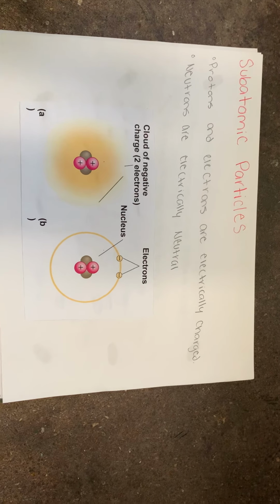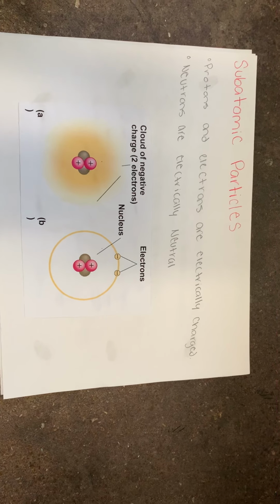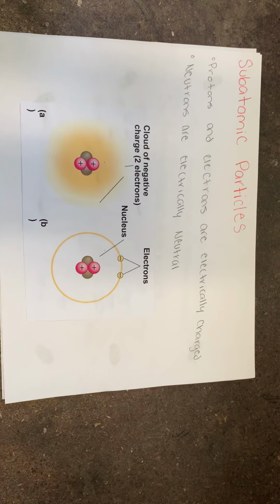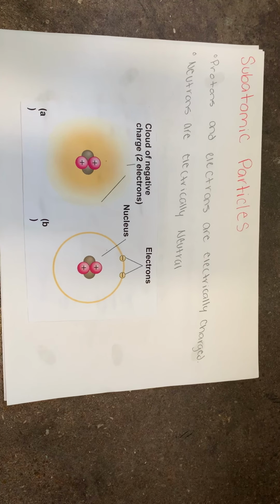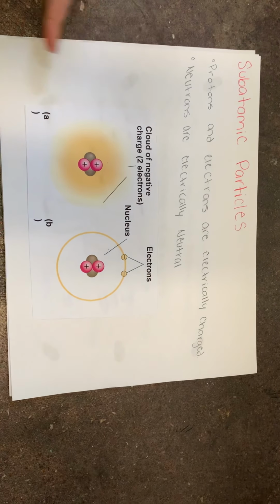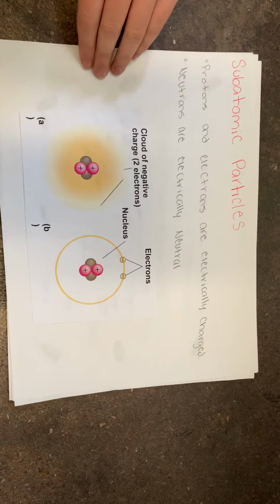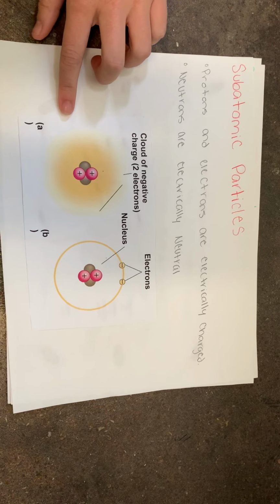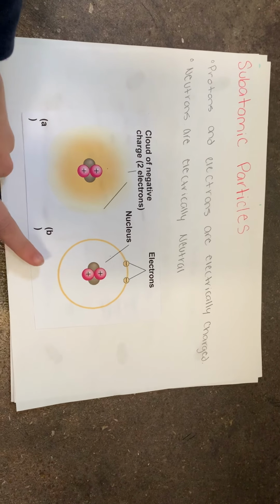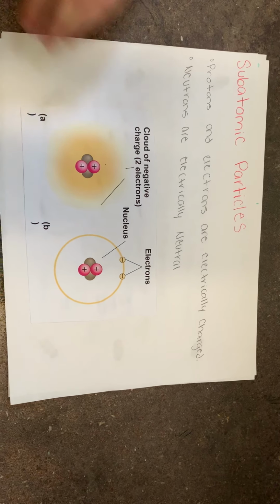Subatomic particles. Protons and electrons are electrically charged. Neutrons are electrically neutral. In the picture, you have a cloud of negative charge, and in the other one, you have the nucleus and electrons.